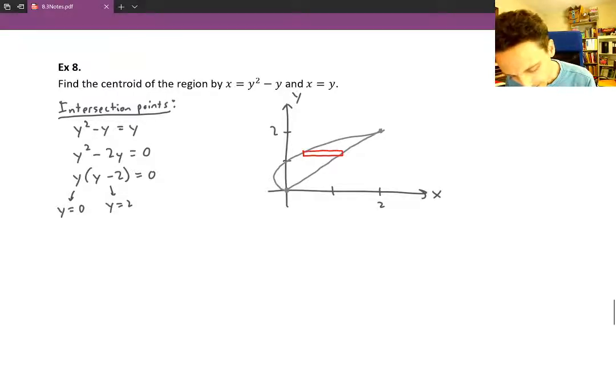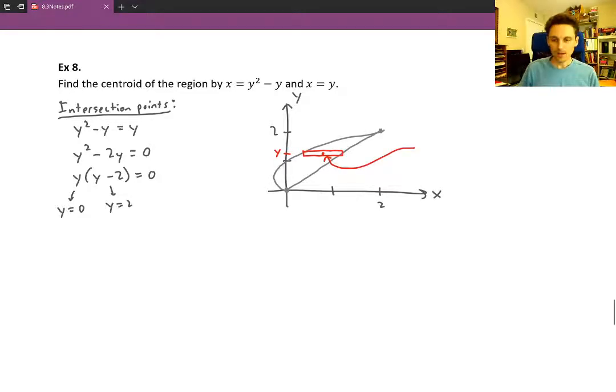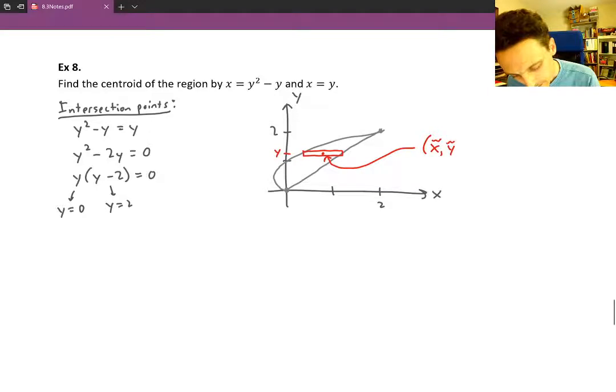Remember, our rectangles are infinitely thin too, but we're drawing them with a little bit of thickness just to draw them like that. So here's a rectangle at y, just some random y value. Let's figure out, make a little bit of space for that. Let's figure out what the x tilde, y tilde is.